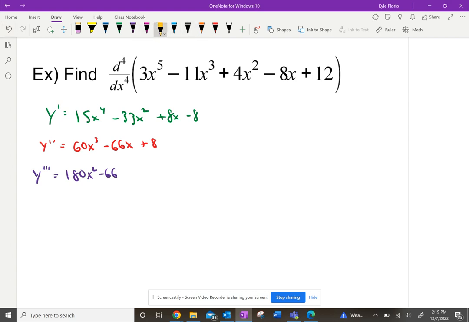And last but not least, let's find the fourth derivative. I'm just going to write it like that. The fourth derivative is going to be the derivative of that, which is going to be 180 times 2, which is 360x.